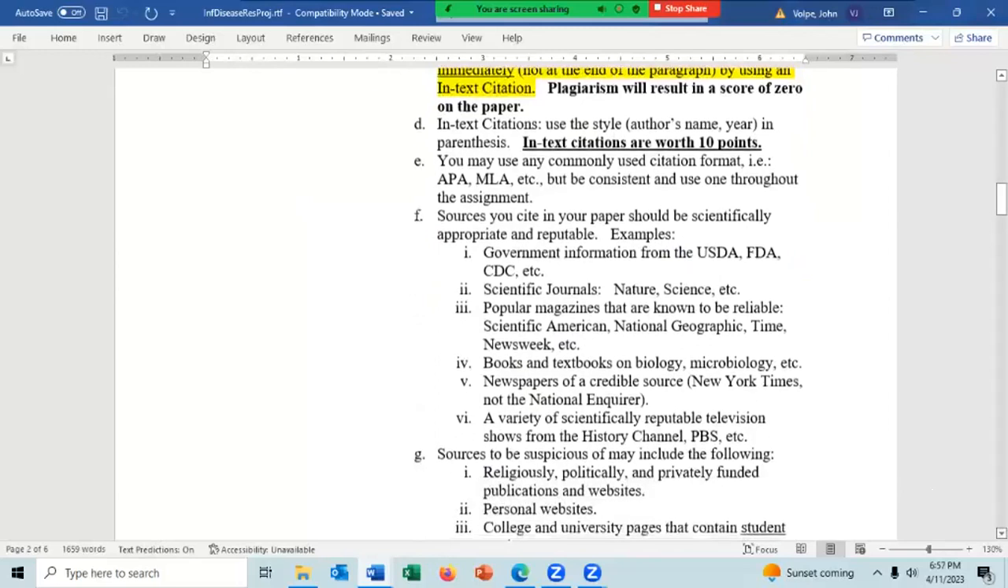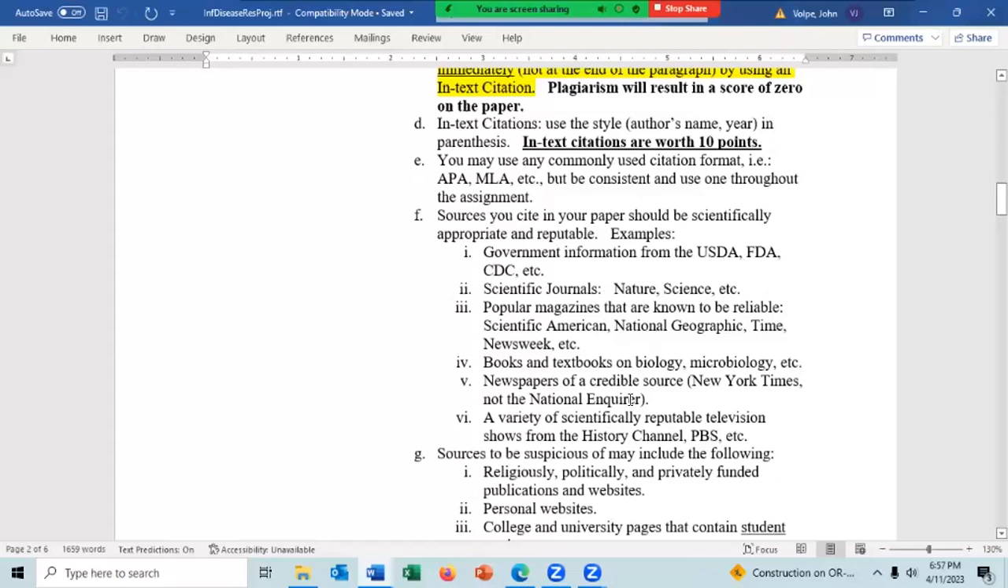Sources you cite must be scientifically appropriate and reputable. Government sites, USDA, FDA, CDC, scientific journals like Nature, Science, popular magazines, Scientific American, National Geographic. Books and textbooks are good. All science textbooks, probably all course textbooks, are going to be reviewed by experts in the field. And so by a reputable source, we want that page to be reviewed by experts in the field.